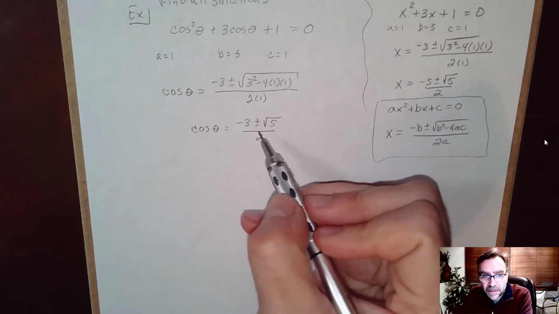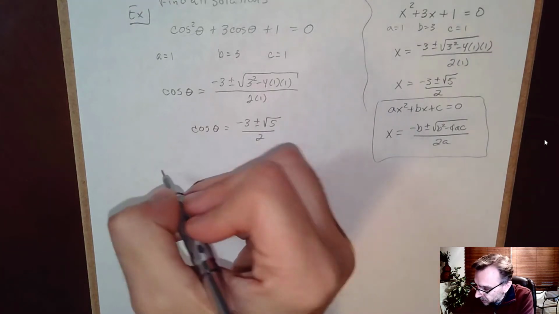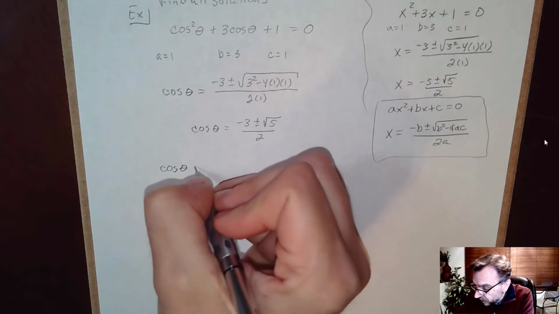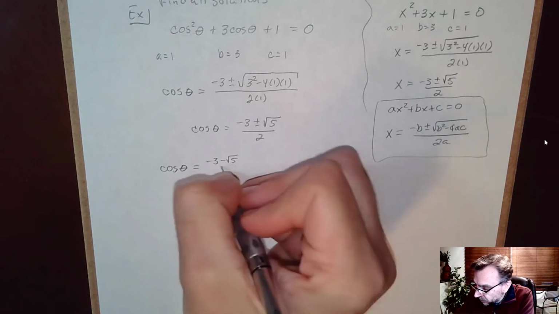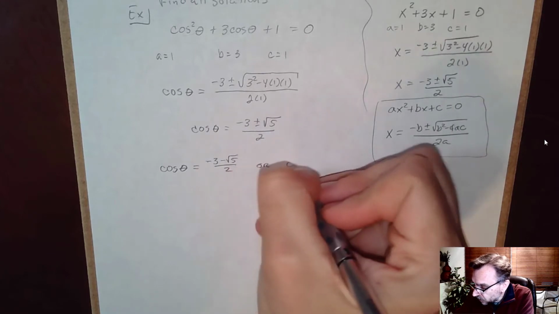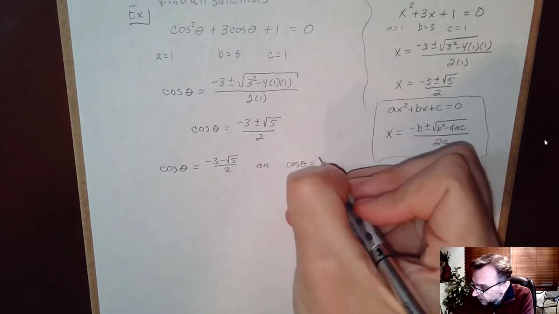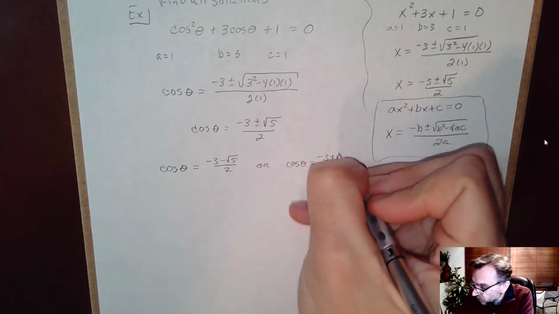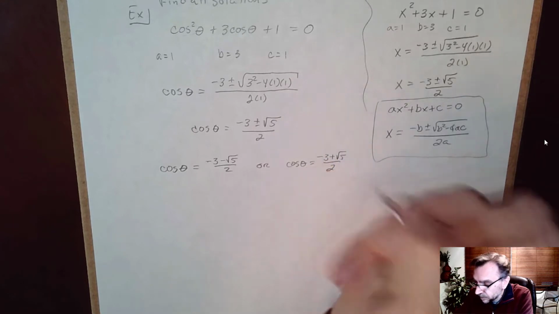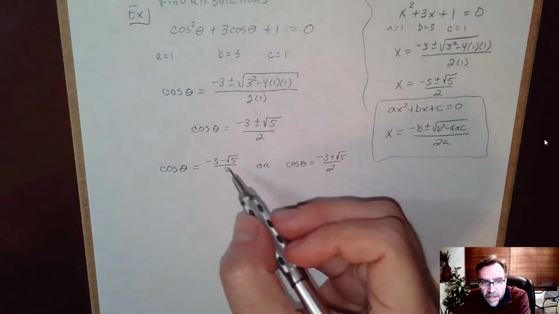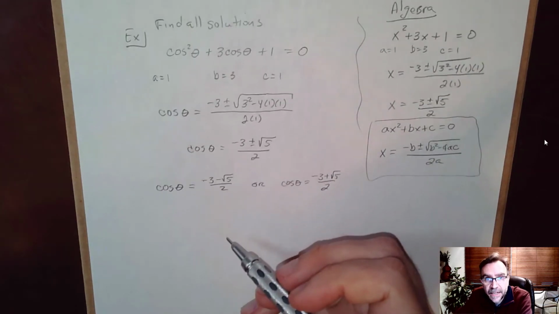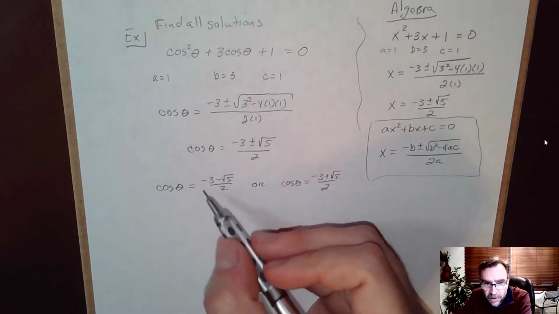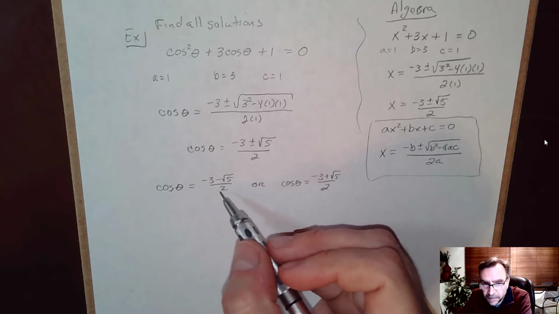Okay, now we actually have two solutions, the plus and the minus. So let me separate that because we're not done. Negative 3 minus square root of 5 over 2, or cosine theta could be equal to negative 3 plus square root of 5 over 2. Okay? Now, it's kind of hard to work with the exact values on these problems. You can if you want. But what I'm going to do is get these on a calculator.